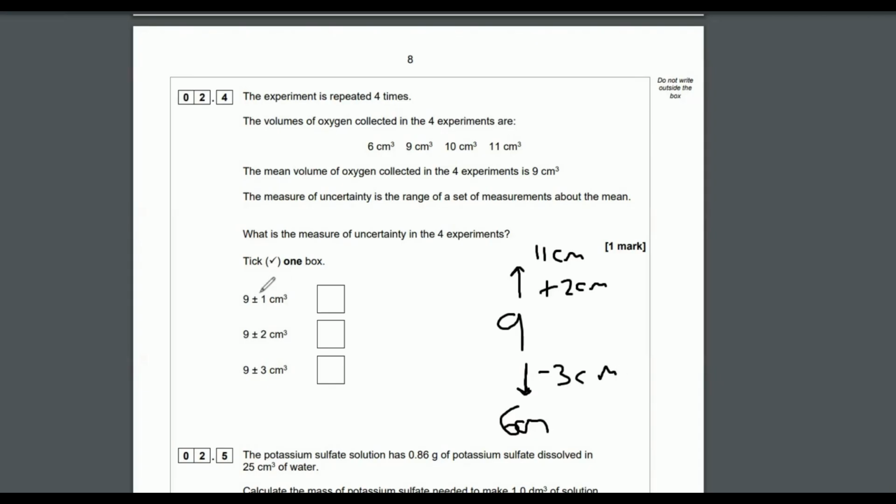So is it going to be plus or minus 1 centimeter cubed, plus or minus 2, or plus or minus 3? Well, it's going to have to be plus or minus 3 centimeter cubed because it actually goes down to 6 centimeters at the lowest point. So there's up to a 3 centimeter range around the mean. We can't say plus or minus 2, even though it's plus 2 there, because it could be up to 3.